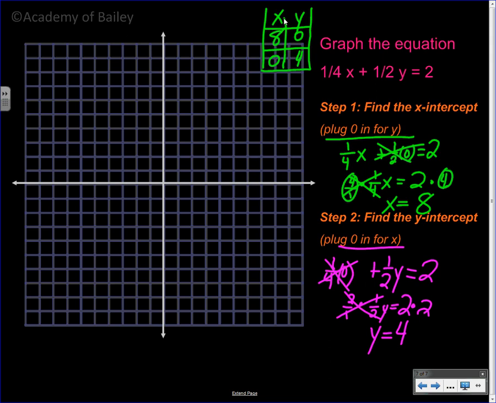So now that we have our intercepts, let's go ahead and plot those. That would be 8, 0, and this is 0, 4. And so now let's go ahead and draw that line. And there you have the equation. 1/4 x plus 1/2 y is equal to 2.